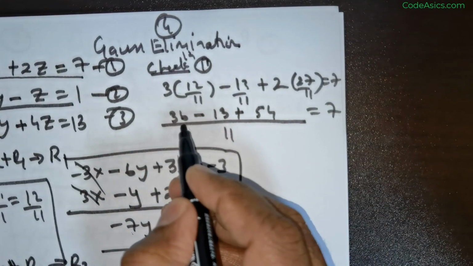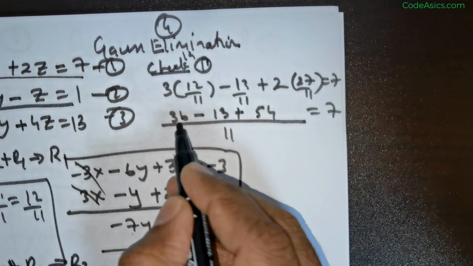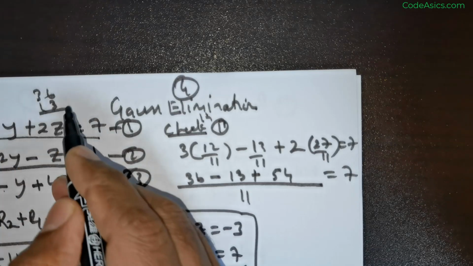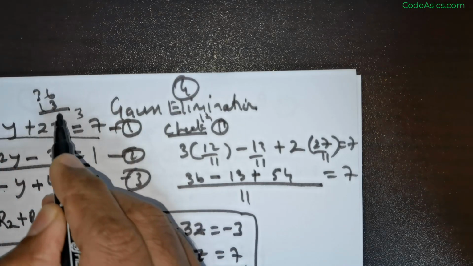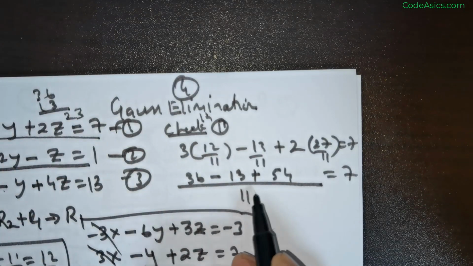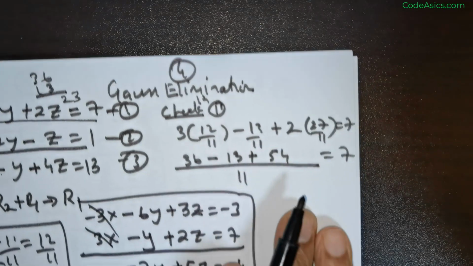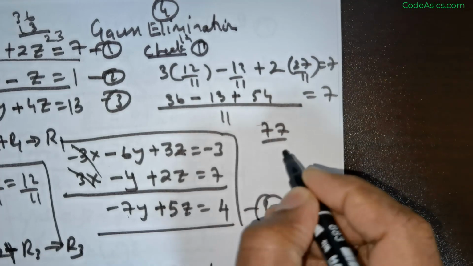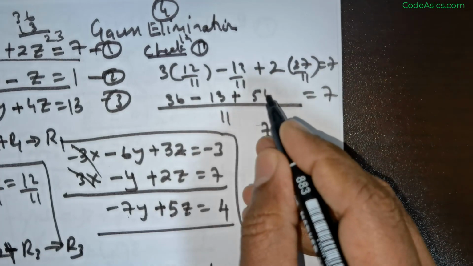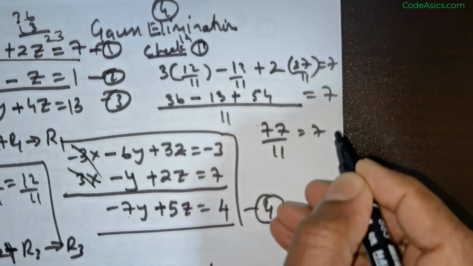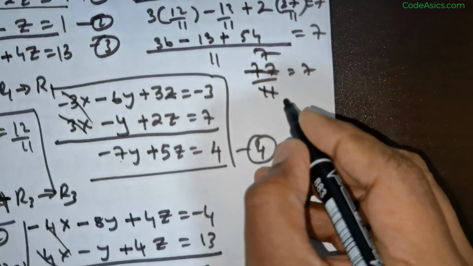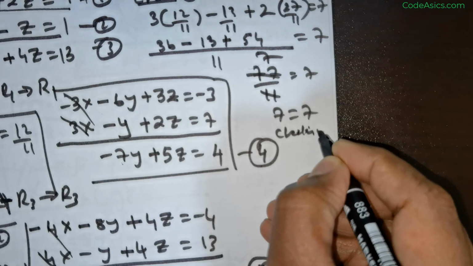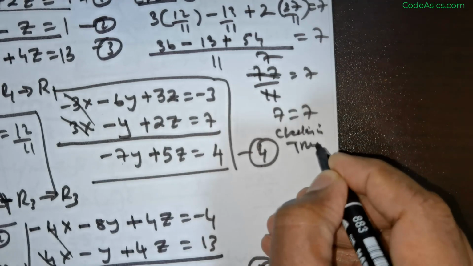So what happens here? From 36 you take away 13, that is going to give you 23, right? And you add 23 with 54. That's going to give you 77, right? 77 over 11 is equal to 7. So this divides here 7 times. So 7 is equal to 7. So check is true.